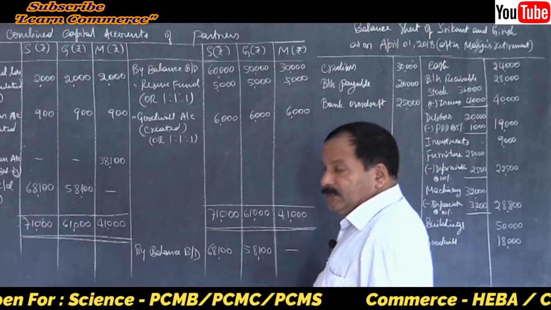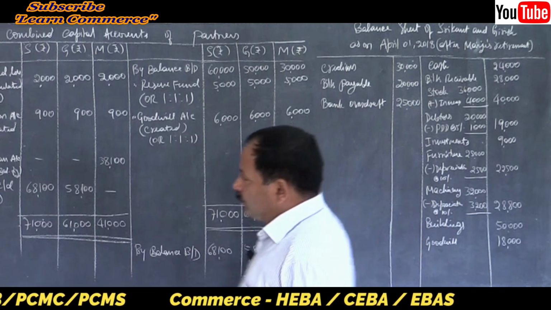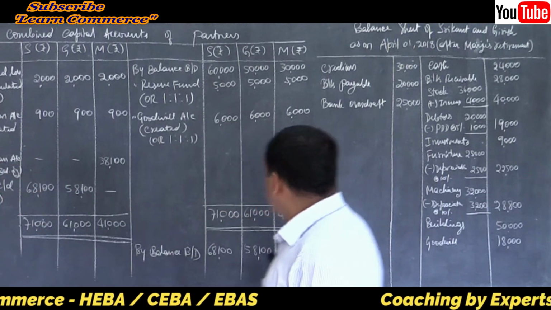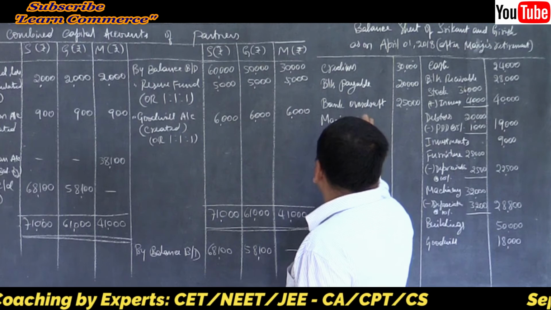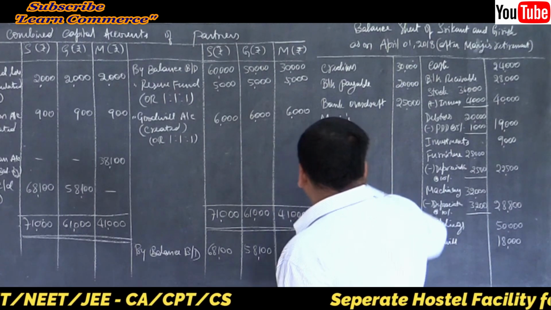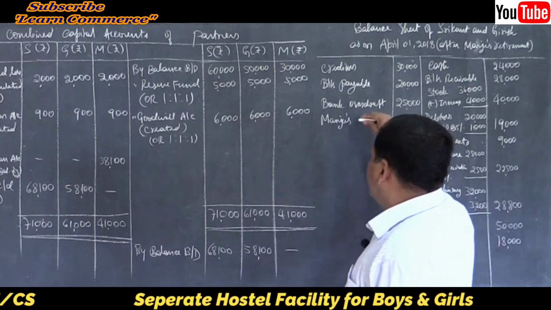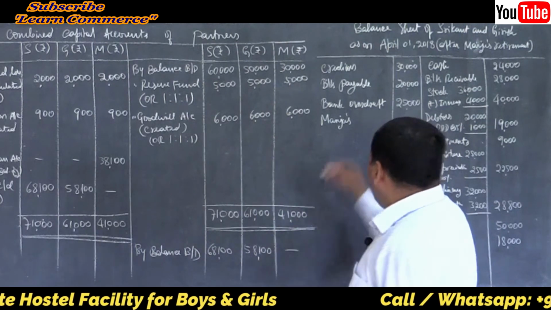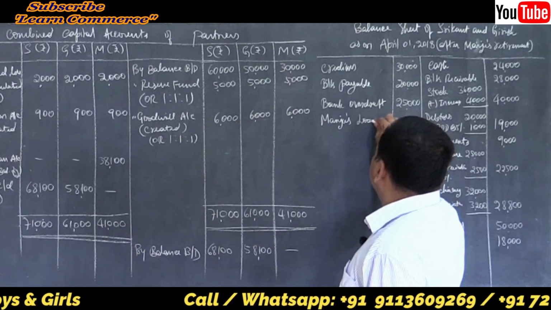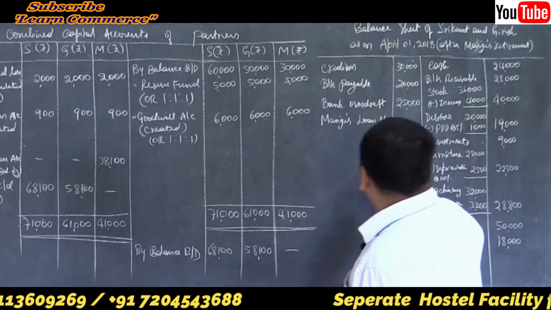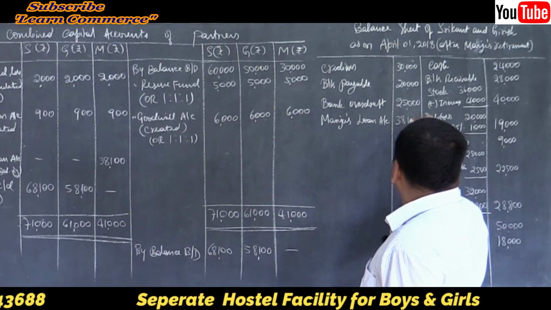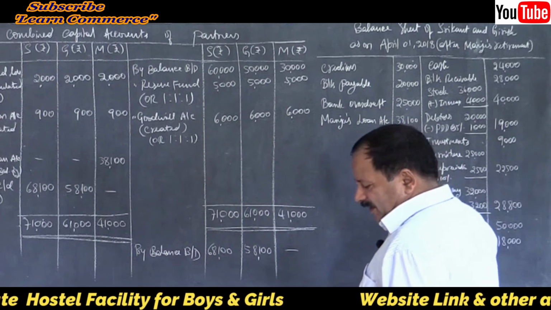Anything else? No. One more liability is Manju's loan account, retiring partner. Manju's loan account, already retired, isn't it? So no settlement is done. So his capital balance should be transferred to his loan account. It will appear as a liability. Manju's loan account, how much? 38,100. Refer final balance in Manju's capital account.